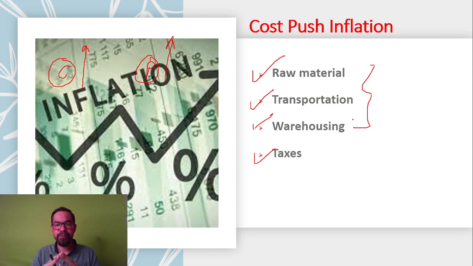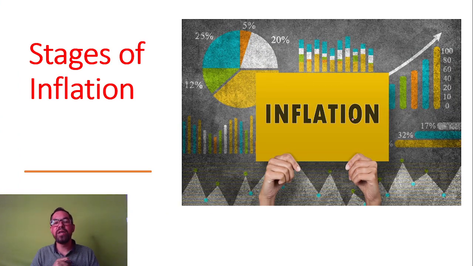So you can categorize these causes into two parts: one is demand pull and another one is cost push. Hope this is clear to each and everyone. Now the next one, stages of inflation. What are the stages of inflation?